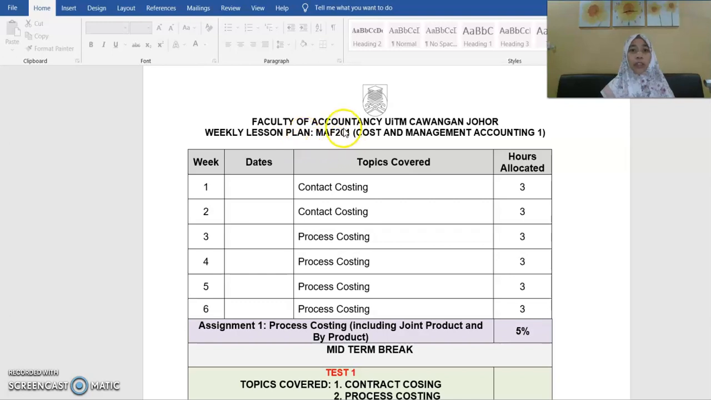So if you look into your MAF201, we have looked into the first topic, that is your contract costing. Next, we move into process costing. So what is process costing, or what are you going to cover under process costing, and what's the relationship of process costing with the whole spectrum of the MAF that you are doing, right?